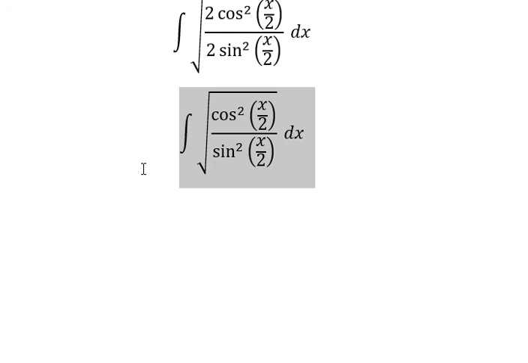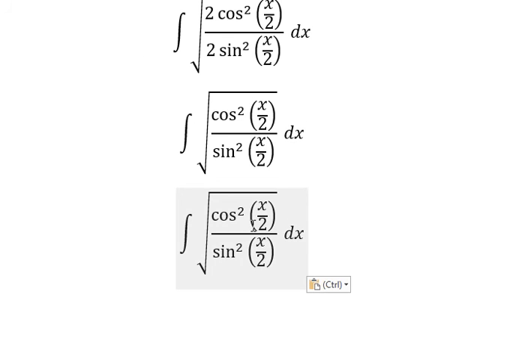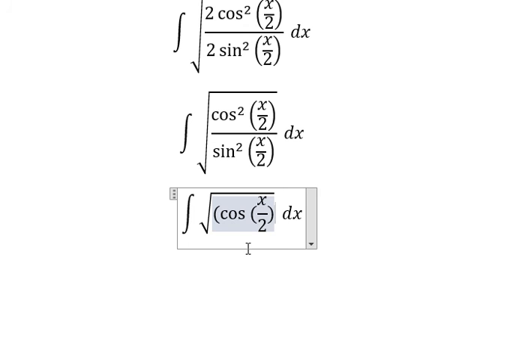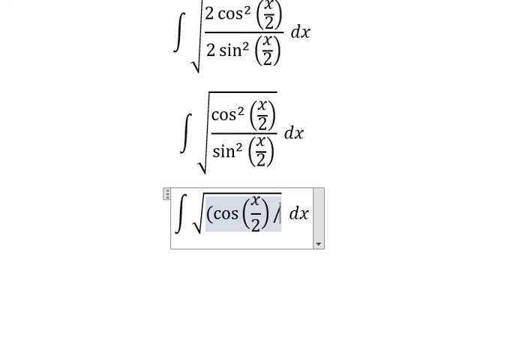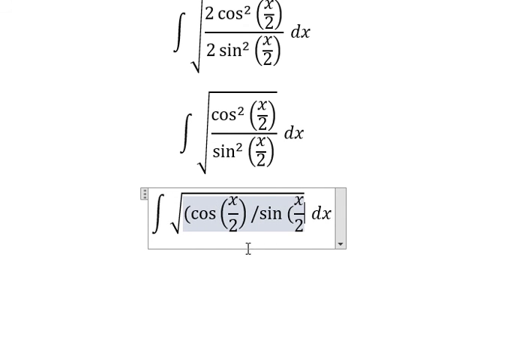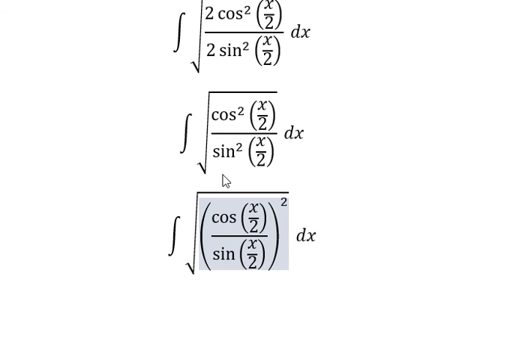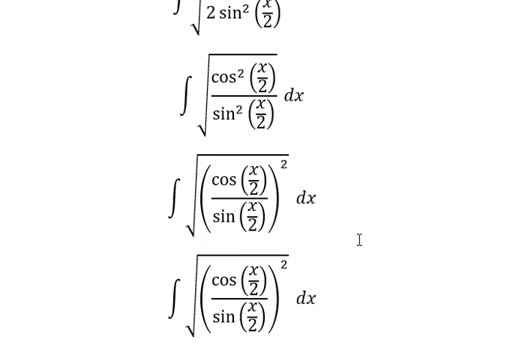Now, for this one, we can write it as cosine x over 2 over sine of x over 2, and we put the power 2 in here. And now this one, we can put the absolute value.